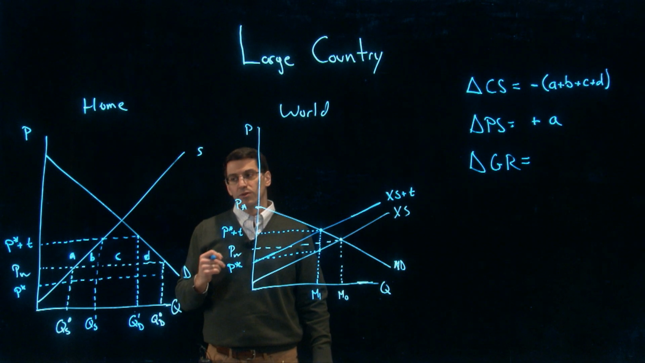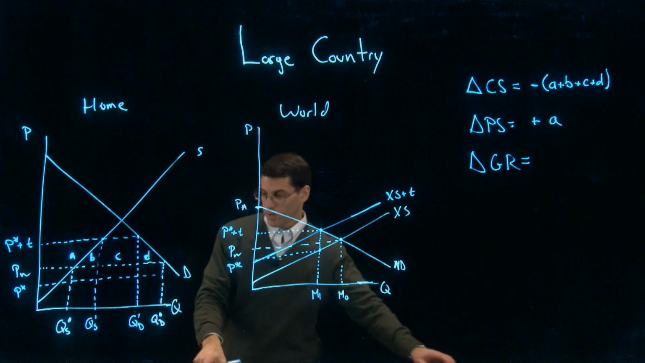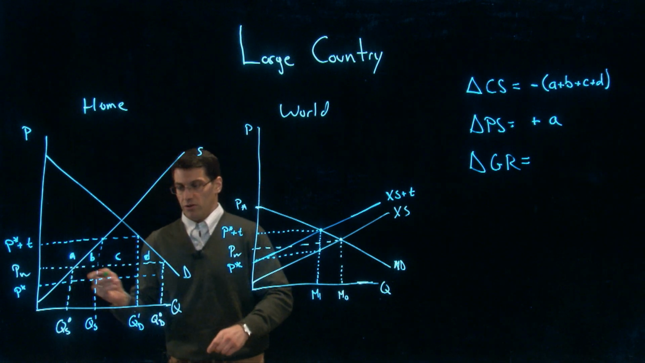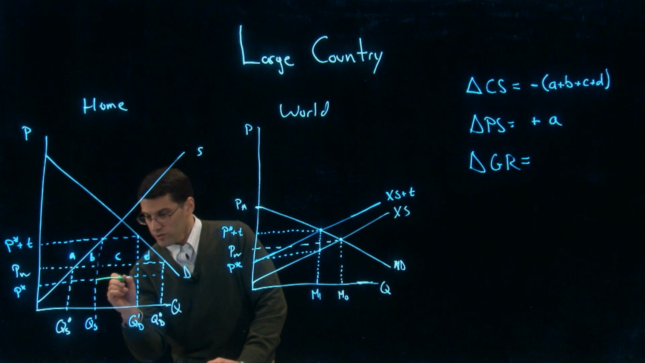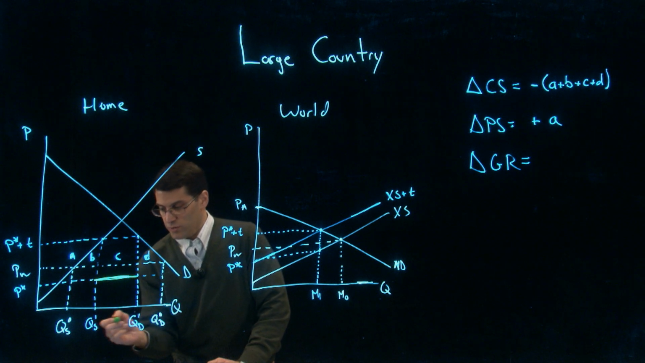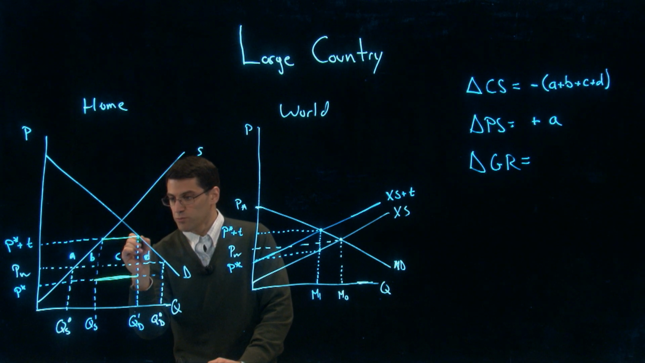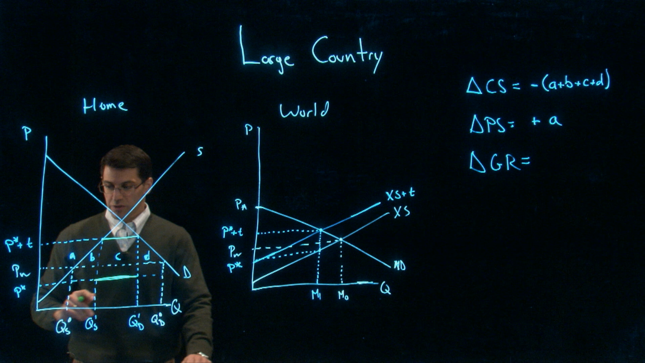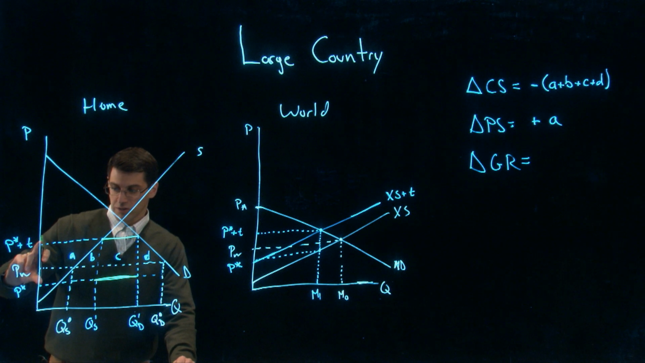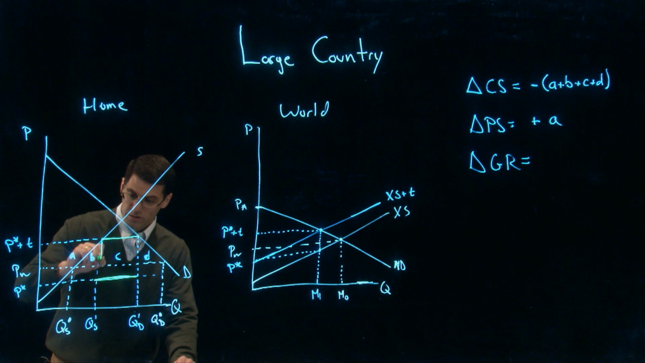So remember, what is government revenue? It's the tariff times the quantity that's being imported. Our quantity imported is here, the difference between quantity demanded and supplied at the new price. Remember, the tariff is the difference between the new world price and up here with the tariff, so it's this.